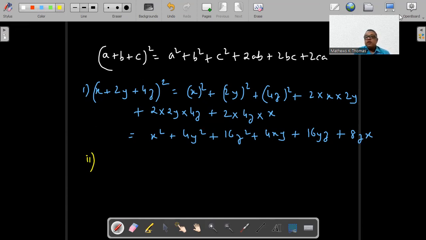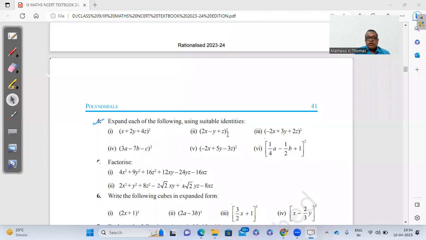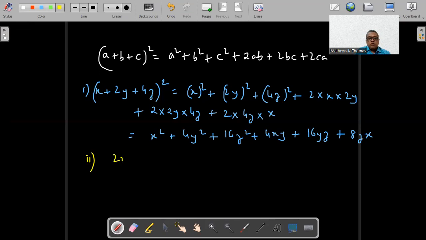For the second one, we have (2x - y + z) whole square. There's a negative there. The identity will remain the same, but what we need to do is just replace the b with negative. So we have a square plus, okay, the identity has plus, only in terms of b, the b is negative.